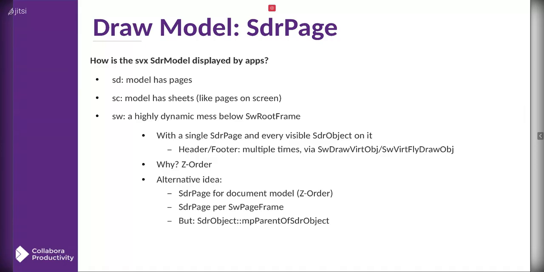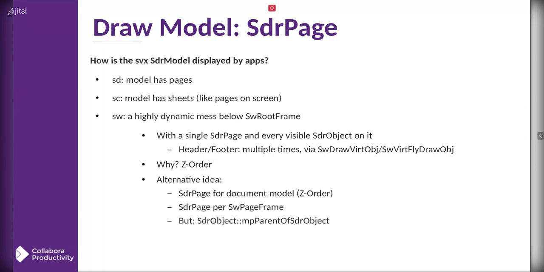There is some special handling for headers and footers, because you often have images inside of the header, and the header, of course, occurs not only on one page, it occurs multiple times in the document view. And this is currently done so that on the first page where the header occurs, the real SDR object is on the draw page, on that page. And on the subsequent pages, there is a virtual drawing object.